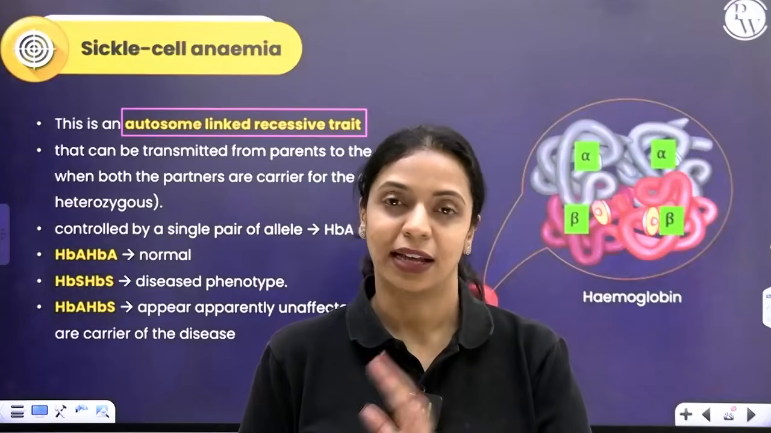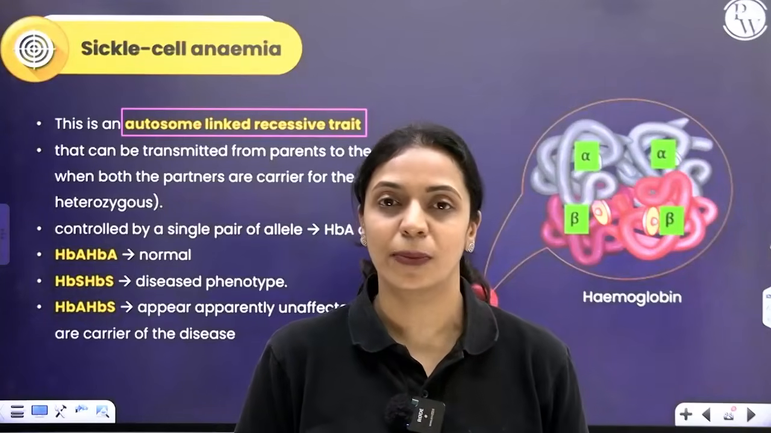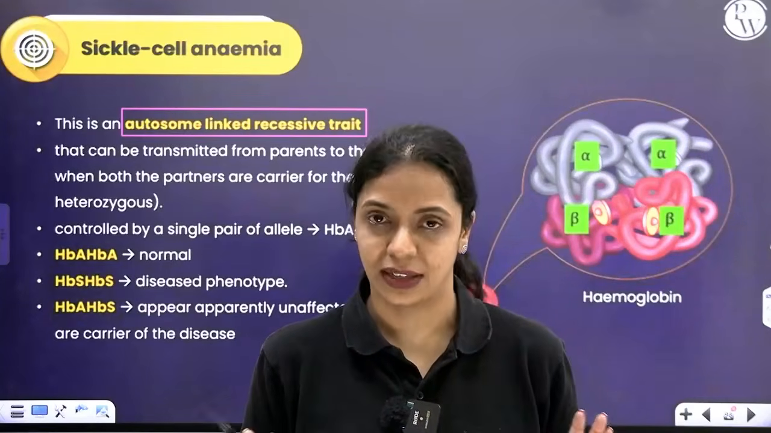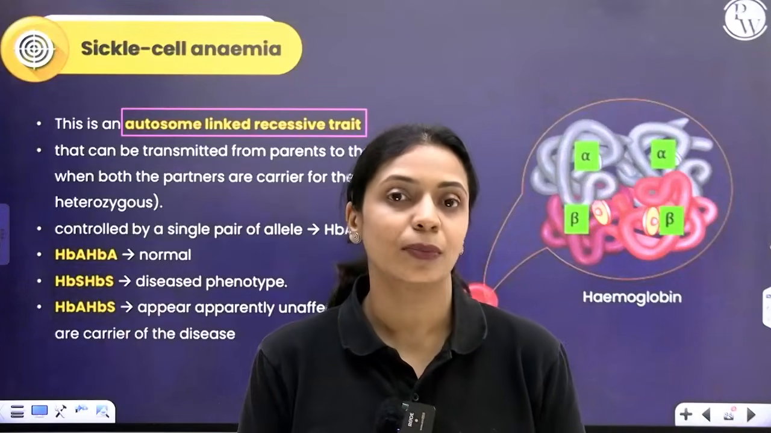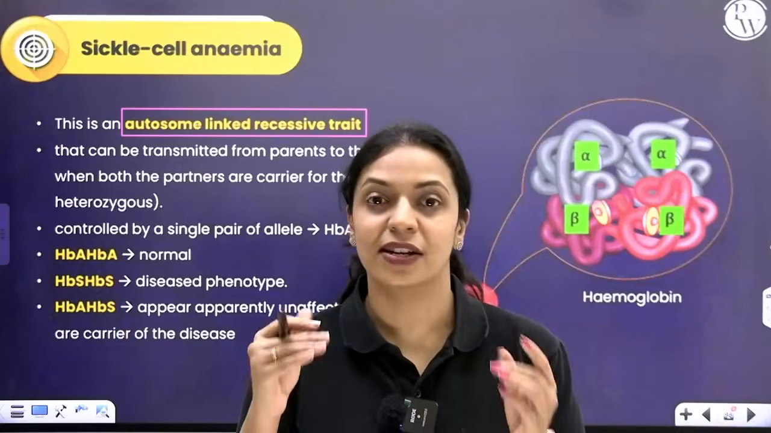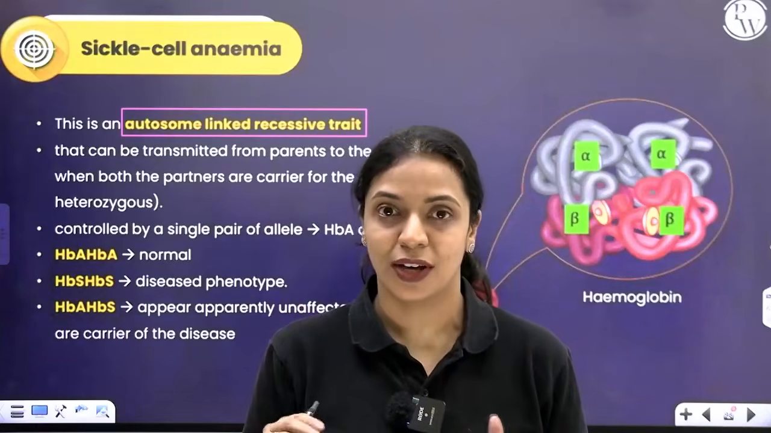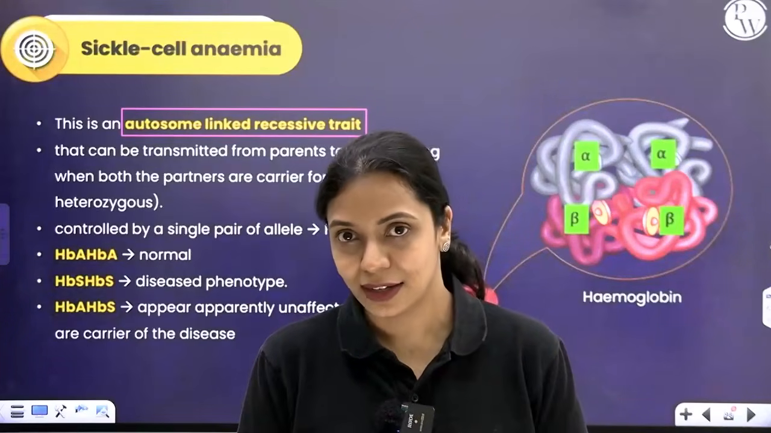In sickle cell anemia, the beta globin chain is different, unusual, not normal. It is kind of abnormal. Why is it abnormal? The gene that is responsible for the beta globin chain production is mutated. How exactly is it mutated?